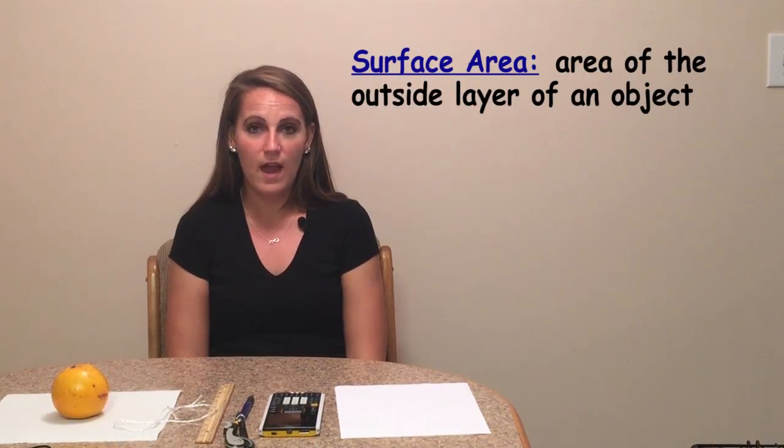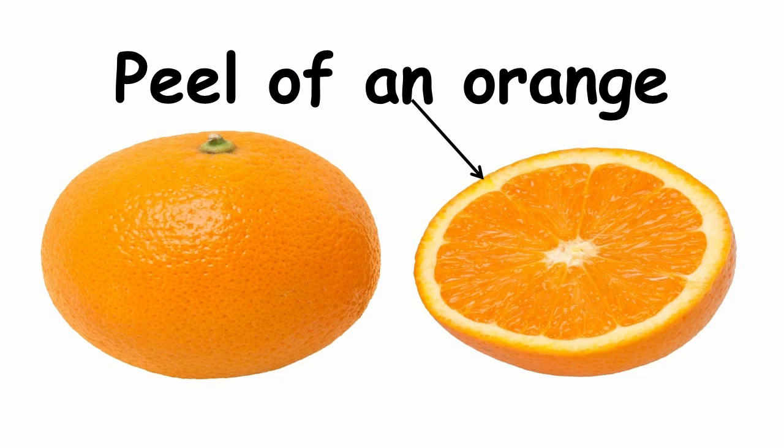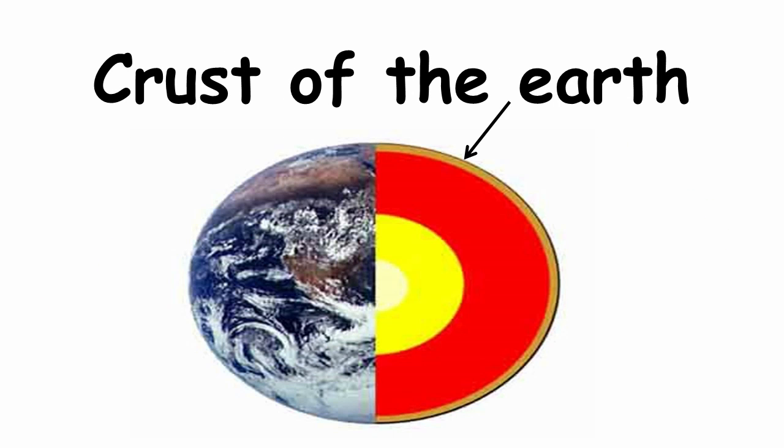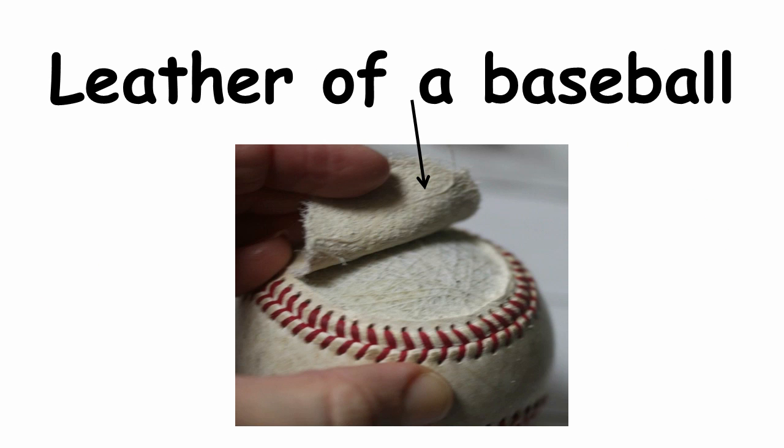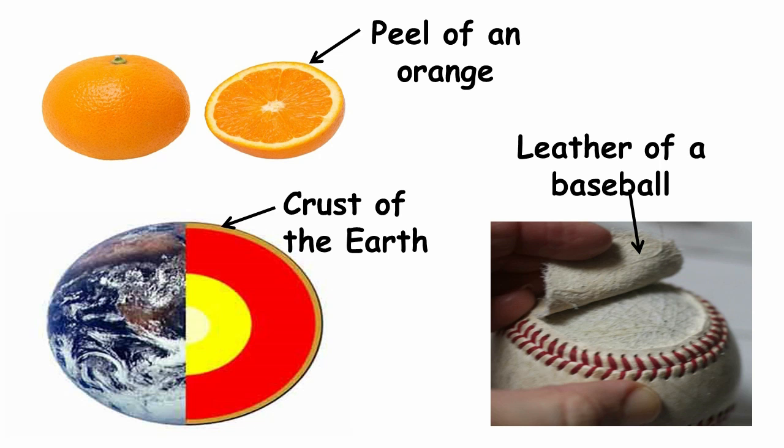First, surface area is the area on the outside of a spherical object, so it's just the outside layer. It could be the peel of an orange, it can be the crust on the earth, or it can be the leather off a baseball. Those are all examples of what we would refer to as the surface of a spherical object. Now for where the surface area formula actually comes from.